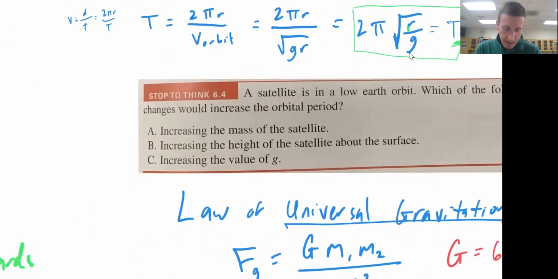Increasing the mass of the satellite, no. Increasing the height of the satellite above the surface. Height from the surface feels like radius of a circle. That one's looking good. Increasing the value of g, that would be the acceleration. And if I accelerate it more, it'll go faster, and that would decrease the period. That would need less time, so that would be bad. No. So I'm left with B. Increasing the height of the satellite around the Earth surface, that means it has to go a further distance, and that would logically take a longer time.